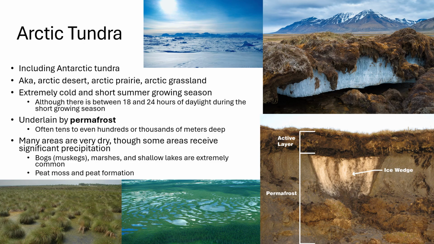A lot of areas can be very dry in the tundra, but some areas receive a lot of precipitation and you can get the formation of bogs, which in the tundra they often call muskegs. I think it's a Russian word. But you also get marshes and shallow lakes, often very common. You have a lot of peat moss that grows and peat bogs that form as well. And all of those store lots and lots of carbon, especially if they're underlaid by permafrost.